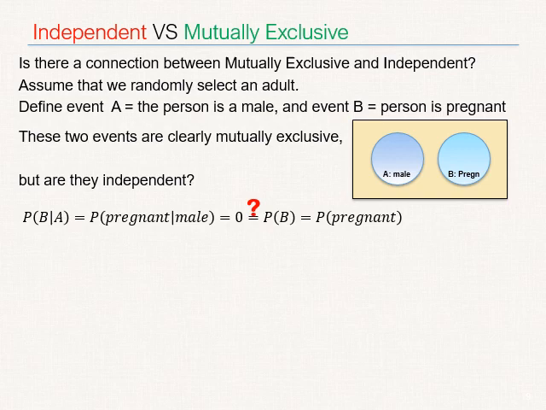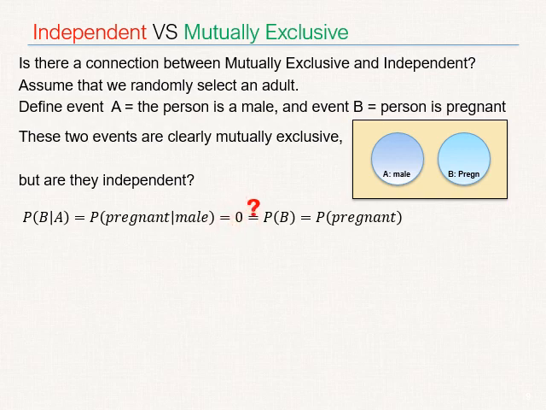Is the probability of A given B the same as the probability of B? So the probability of B given A, given what our A and B are, would mean: what is the probability that the person we selected at random, the adult, is pregnant, given that they are male? We know what that is, because if you are biologically male, the probability that you're pregnant is 0.